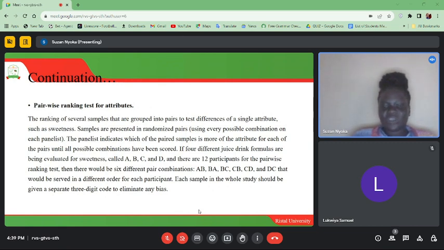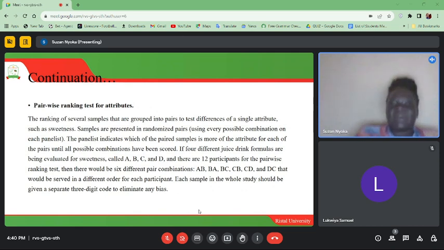If four different juice drink formulas are being evaluated for sweetness, let's say they're called A, B, C, and D, and there are 12 participants for the pairwise ranking test, there would be six different pair combinations. You're going to have AB and BA, BC and CB, CD and DC. That will be served in a different order for each participant. And then each sample in the whole study should be given a separate 3-digit code to eliminate any bias.